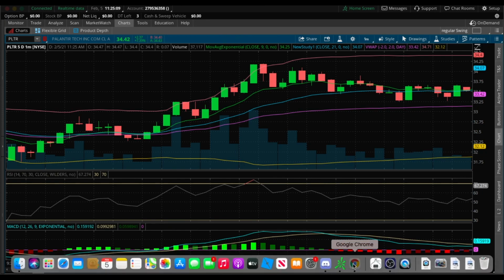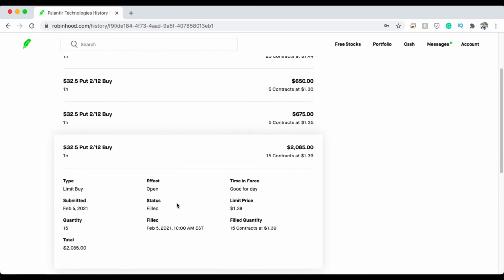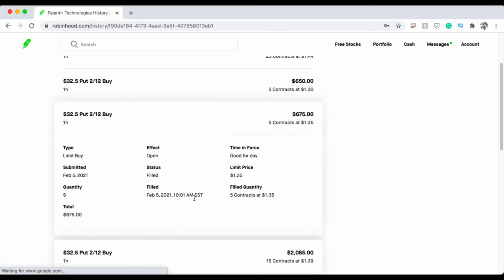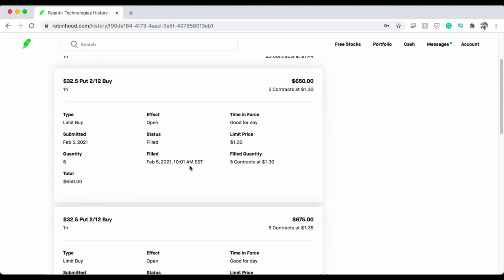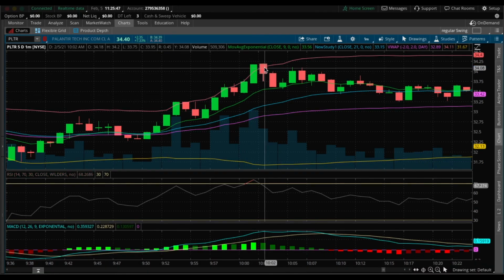So if we go over to Robinhood, I'll show you guys my Palantir history, and right here at 10 o'clock February 5th, I bought 15 contracts at an average cost of $139 per contract, and then a minute later, which was that candlestick I showed you guys, at 10:01 I had 5 more contracts at an average cost of $135, and then on that same candlestick at 10:01 I added even more. So in total I have $3,410 into this play.